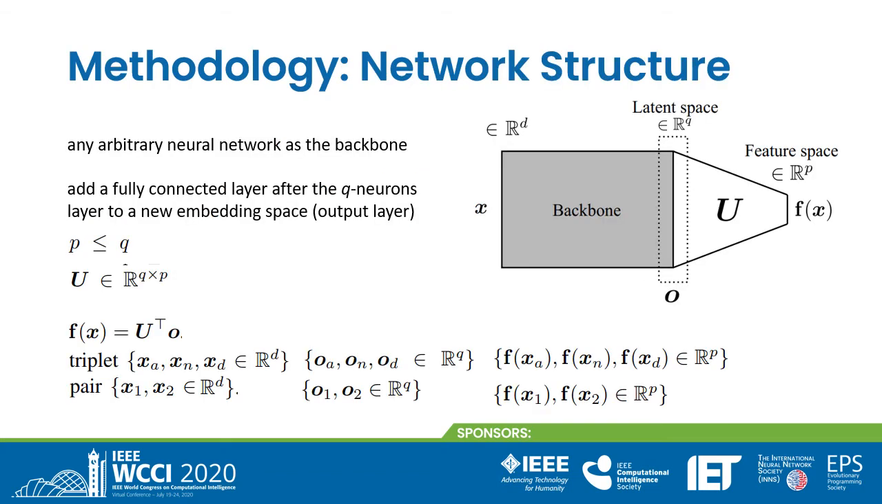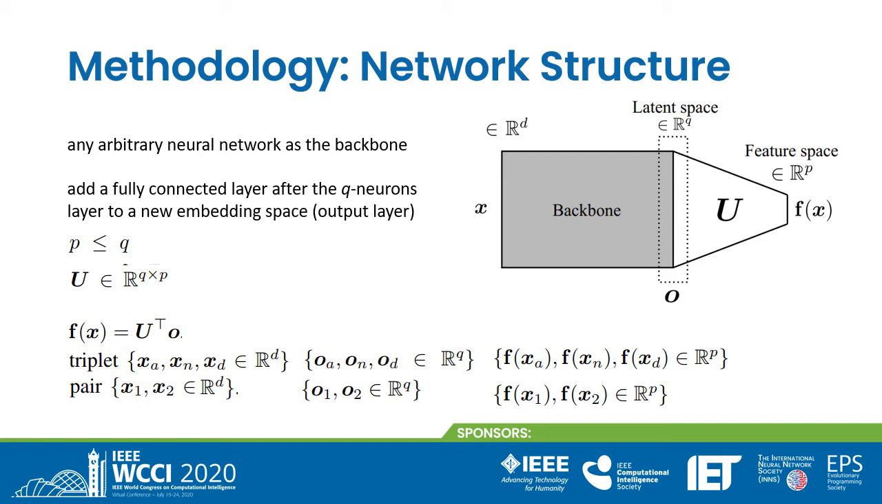In our methodology, we have a network structure as you see in this figure. We have a backbone neural network, which can be any neural network, either fully connected or convolutional. We also add a fully connected layer at the end, whose weights are denoted by U, which can be seen as a projection matrix. We consider the subspace before the projection and name it the latent space, which has Q neurons, and let the final embedding space be the feature space, whose dimensionality is P, and P is less than or equal to Q.